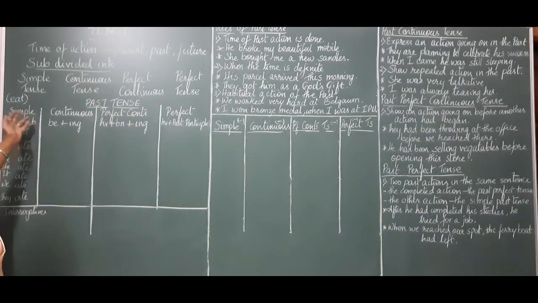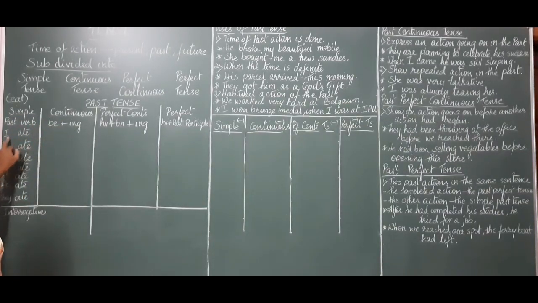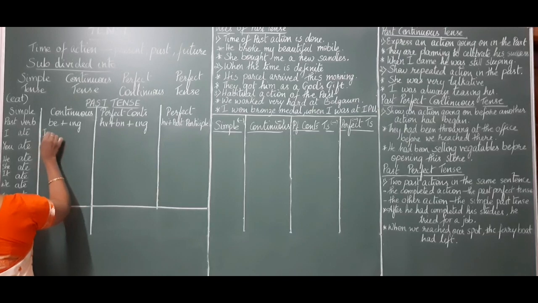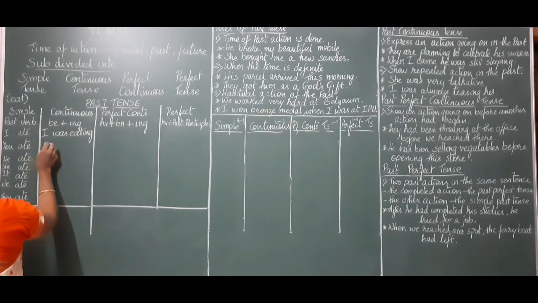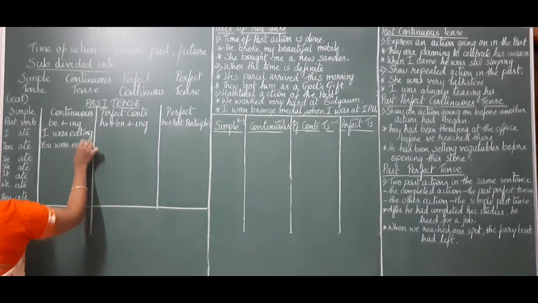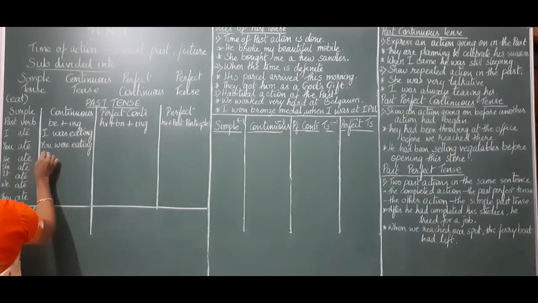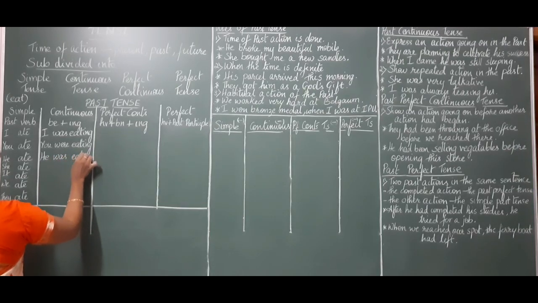Its continuous form, past continuous tense, uses be verb plus ing for the present. For the subject I, was, take the ing form of the given verb, present participle form, eating. You, past tense, were eating. Third person, he was eating.